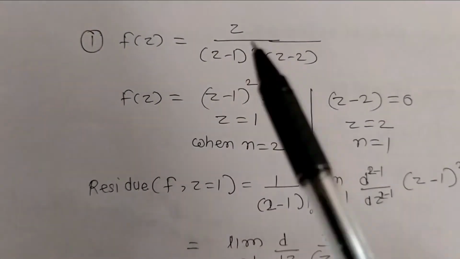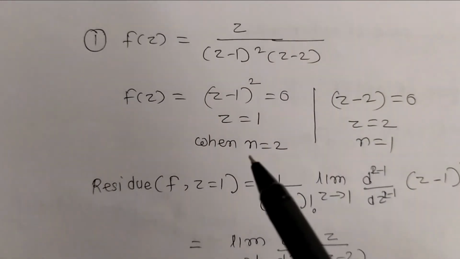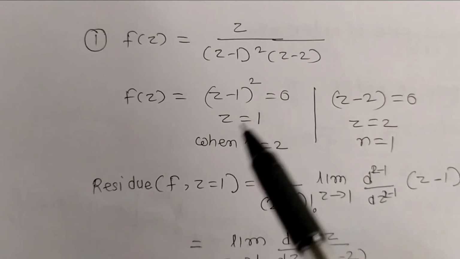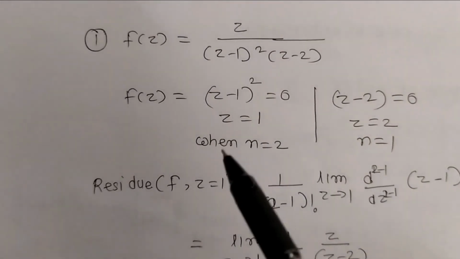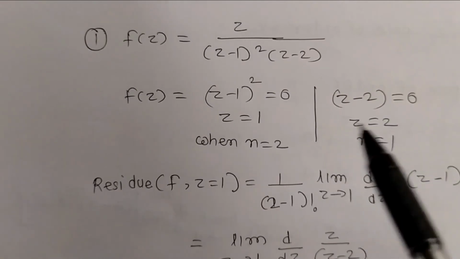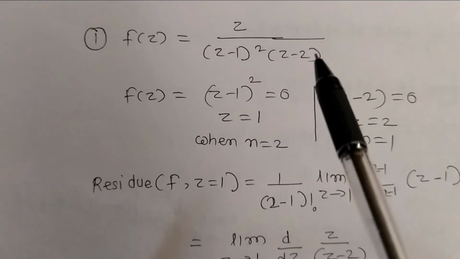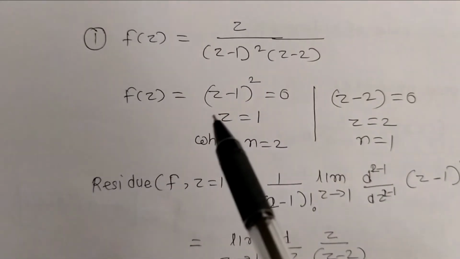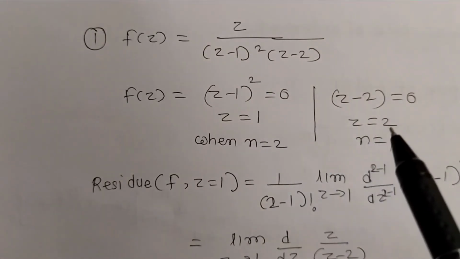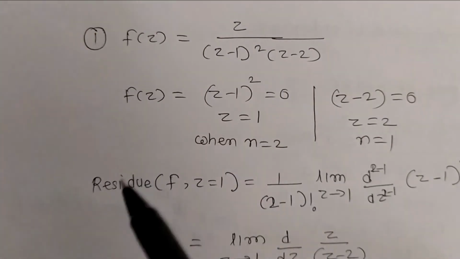f(z) = z / ((z − 1)^2 (z − 2)). (z − 1)^2 = 0 gives z = 1, where n = 2. z − 2 = 0 gives z = 2, where n = 1. Here n is equal to 1 and here n is equal to 2. So here we have to find the residue.